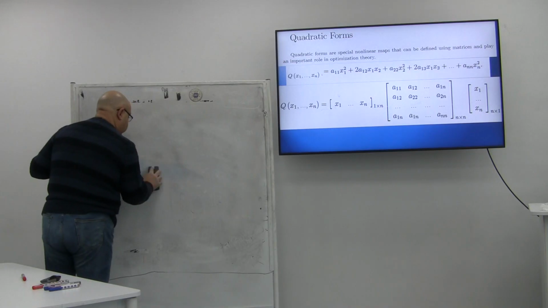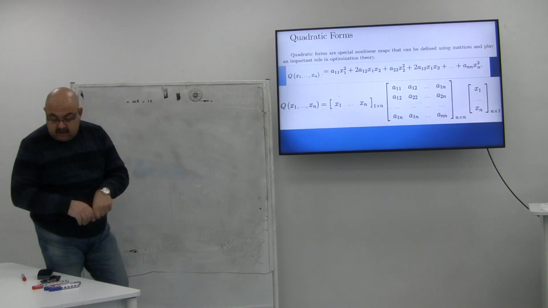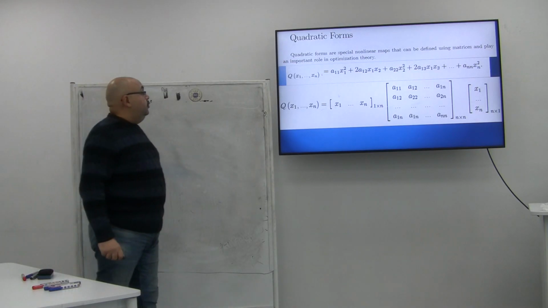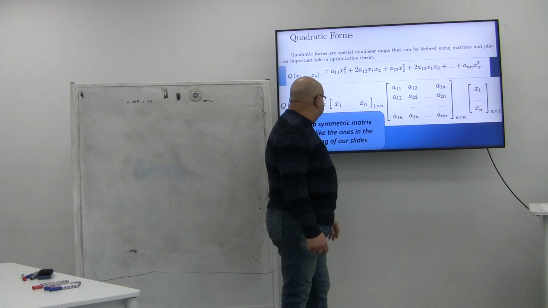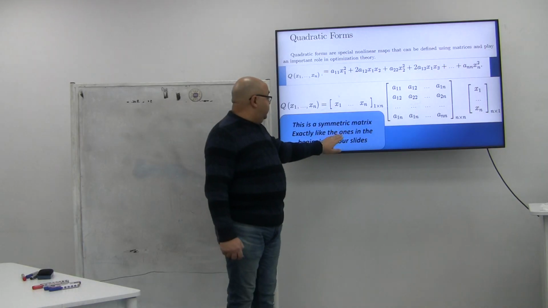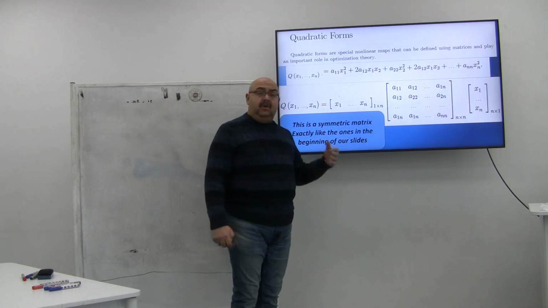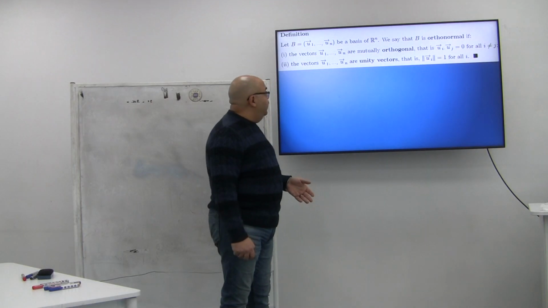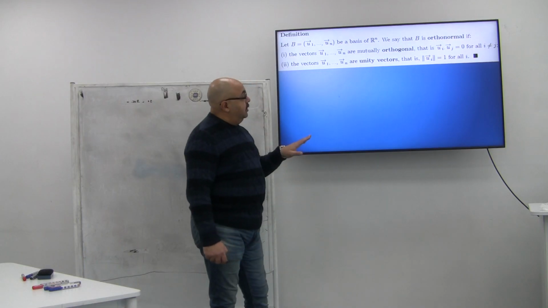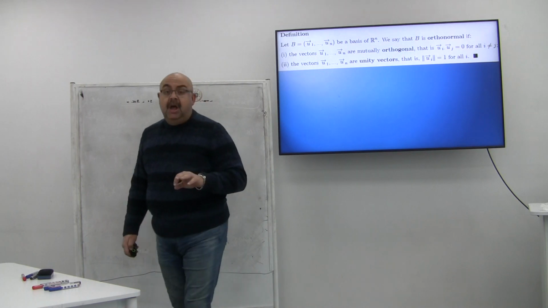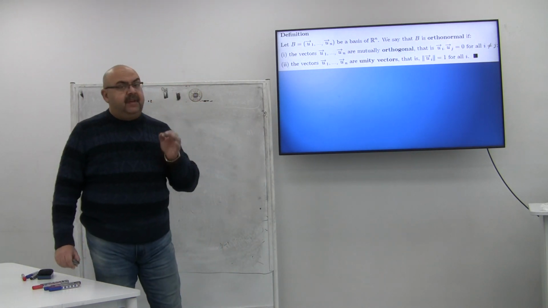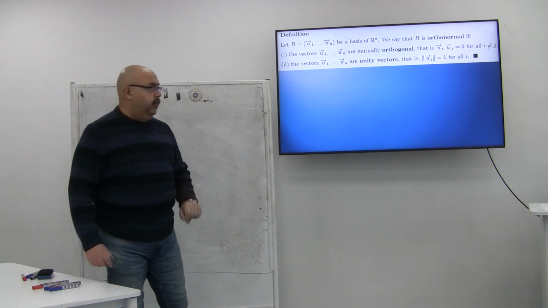Yeah, voila, done. So as I told you, that's the quadratic form and that's the corresponding matrix. This is a symmetric matrix, exactly like the ones in the beginning of our slides that we dealt with previously. The following couple of slides will contain plenty of information, so I will go through them with you and I need you to study them very well.